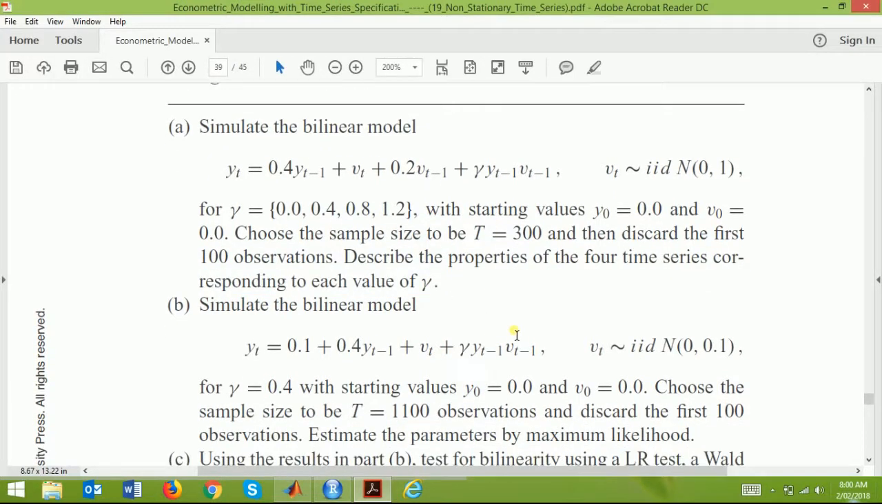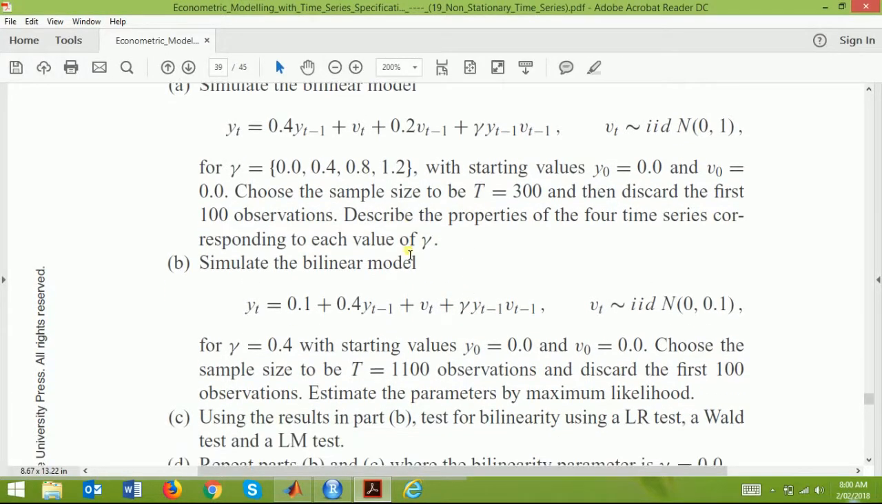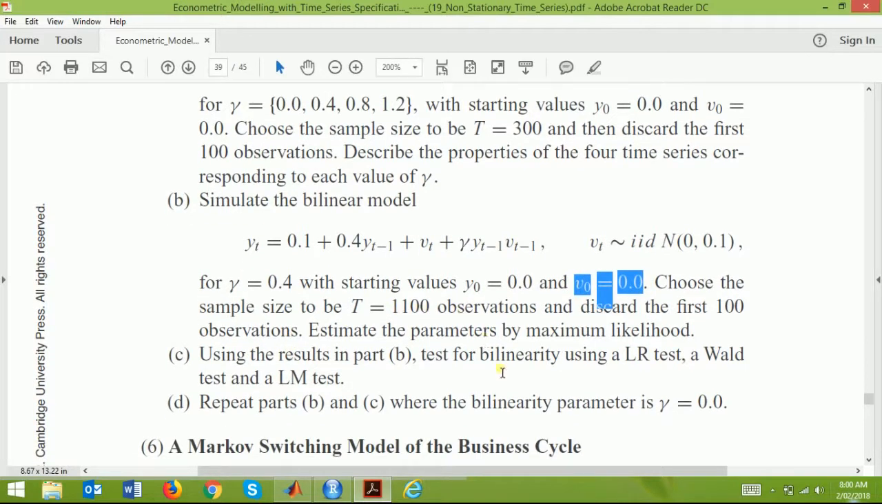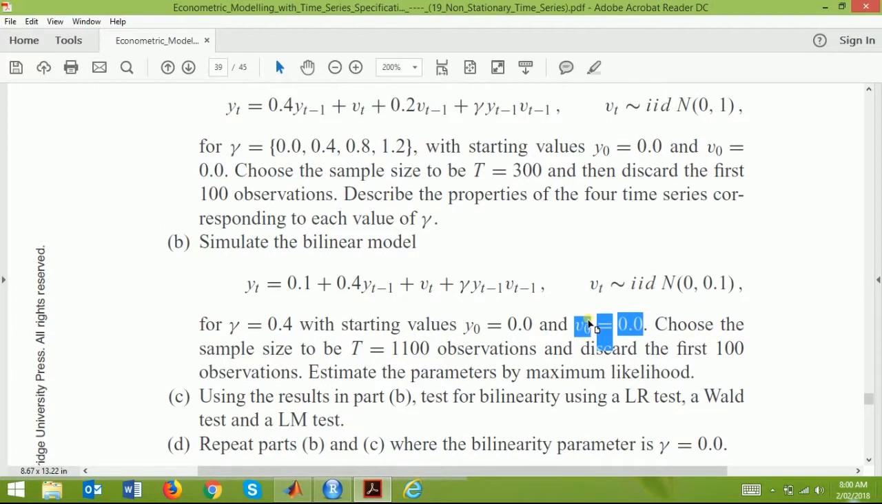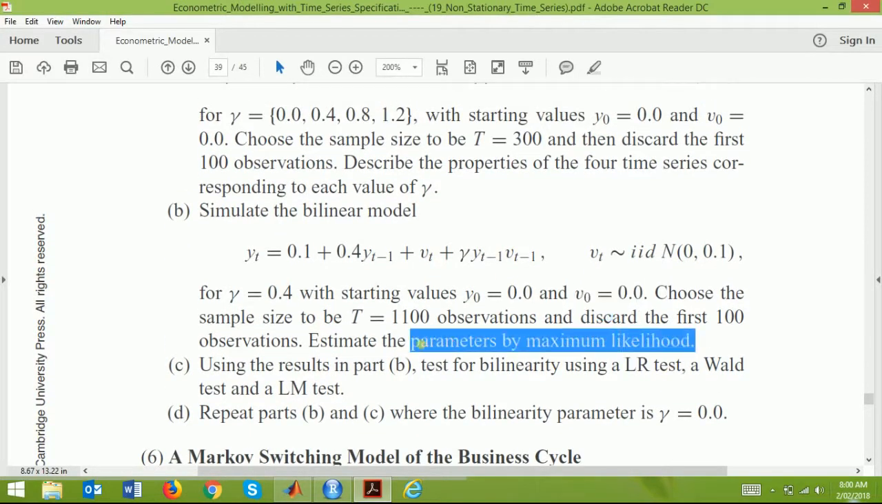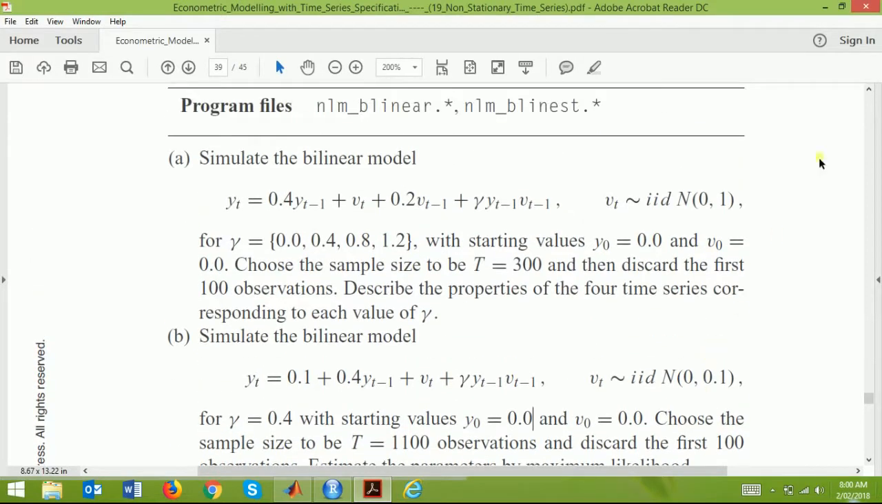Indeed we will. And we're going to simulate another bilinear model. Here v(t) has 0 mean and variance sigma squared of 1.1. For gamma equals 0.4, the starting values are y0 and v0. Choose the sample size; we'll have 1100 observations now. We'll have different initial values, and we'll again discard the first 100 observations. We'll estimate the parameters by maximum likelihood estimation, and we'll use these results for bilinearity testing using LR, Wald, and LM, where the null is that gamma is 0.